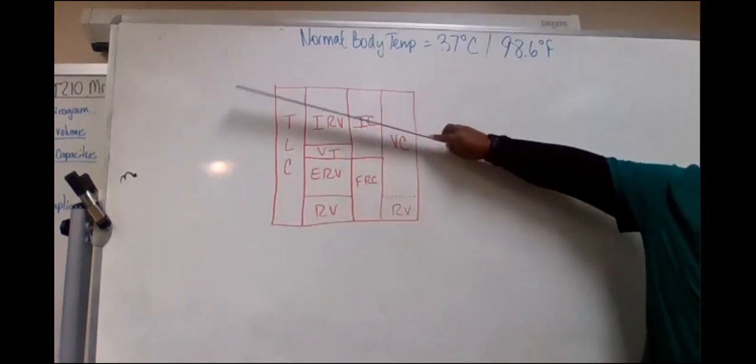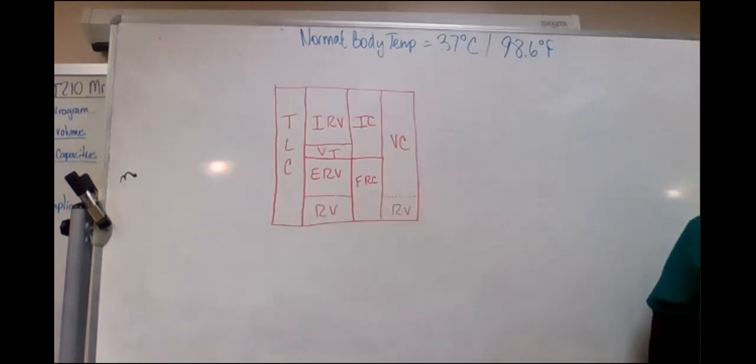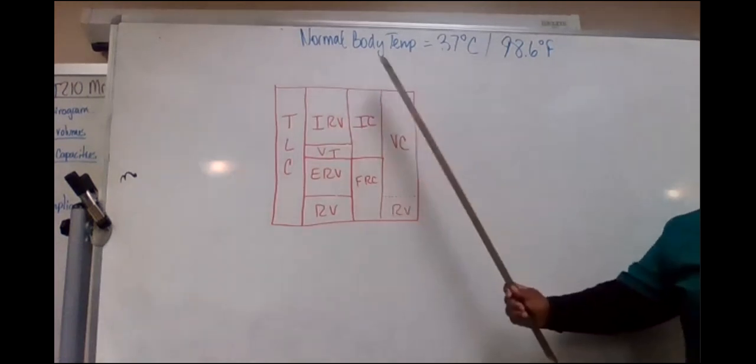Look right here. Total lung capacity, take away the RV. What's left? What's the biggest box left? VC. You got it. VC. All right, so that's how you have to look at it.